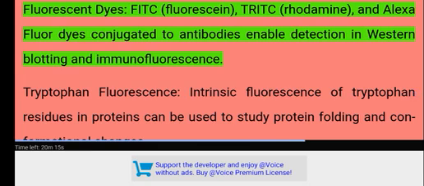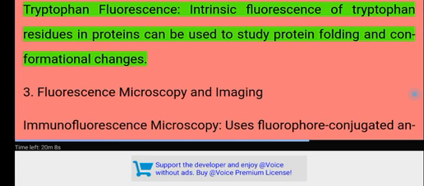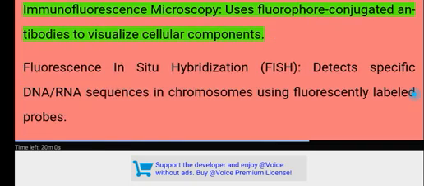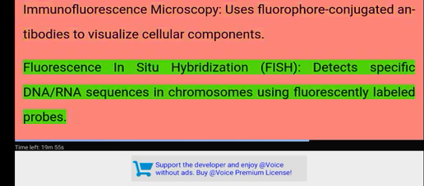Fluorescent dyes, FITC, TRITC, rhodamine, and Alexa Fluor dyes conjugated to antibodies enable detection in Western blotting and immunofluorescence. Tryptophan fluorescence: intrinsic fluorescence of tryptophan residues in proteins can be used to study protein folding and conformational changes. 3. Fluorescence microscopy and imaging. Immunofluorescence microscopy uses fluorophore-conjugated antibodies to visualize cellular components.